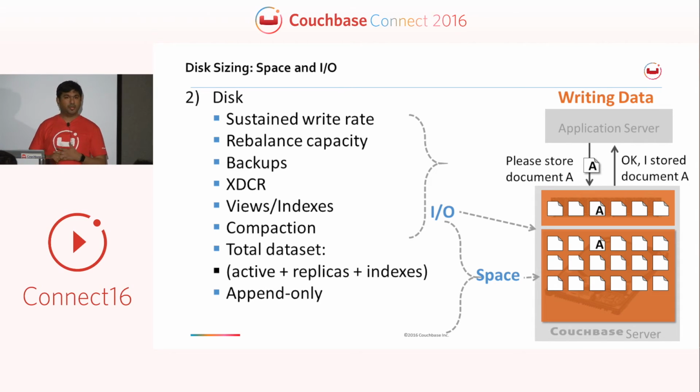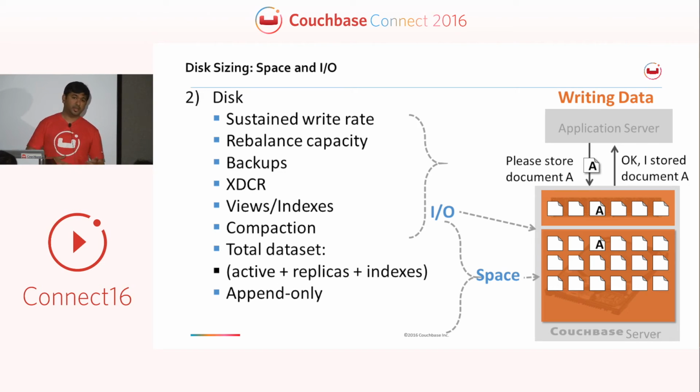Sustained write rate means that if the disk write queue goes up, if you're doing more writes over a period of time, it's going to get saturated. The other one is the rebalancing capacity. Whenever you want to add new nodes, whenever you want to do an upgrade, whenever there is a failover, you have to do a rebalance. So that's going to contribute to the disk I/O. And backups, of course, if you're taking backups, there's going to be a bit of I/O involved, and it depends on the percentage again.